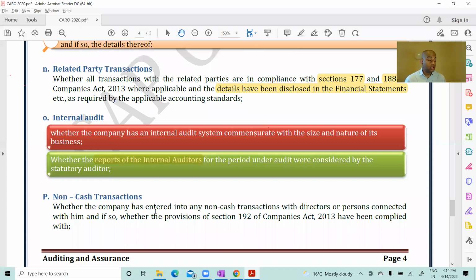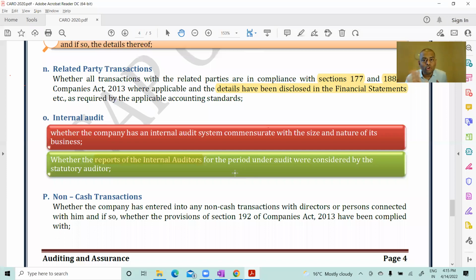But in my experience, whatever I have seen, the internal audit of ITC, I have seen internal audit of BATA, I have seen internal audit of many banks. Normally, it will be monthly reporting. It depends on the arrangement, but normally the management of the entity, the board of directors, will ask the internal auditor to submit monthly reports. You understand? So whether the reports of internal auditors for the period under audit were considered by the statutory auditor. I am the statutory auditor. I received the internal auditor's report.